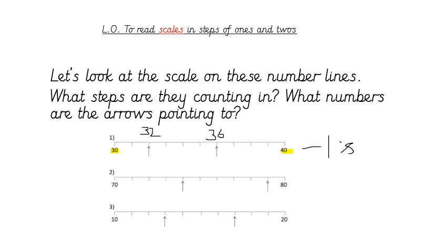Now we're going to see this scale, number 2. It starts at 70 and finishes at 80. So let's see what number it could count up in. So 70, let's start with 1s.